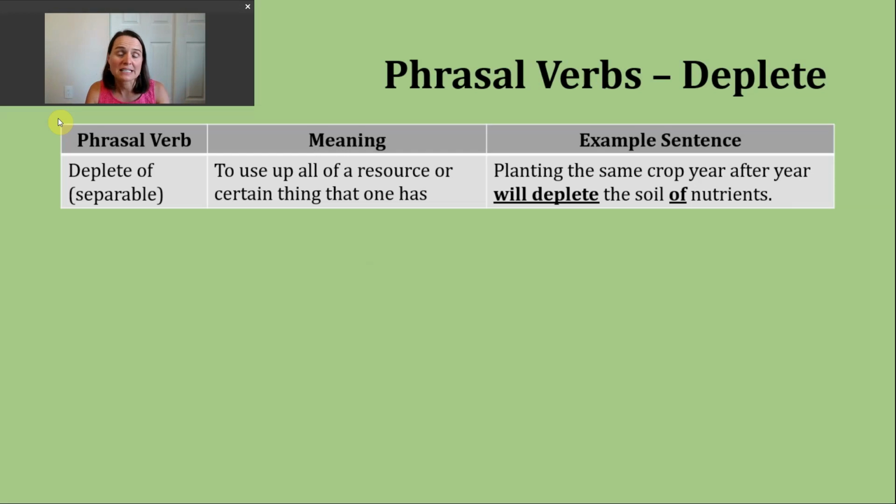An example of this in a sentence might be, planting the same crop year after year will deplete the soil of nutrients. So hopefully we can see will deplete, that's future there, and it's separated from the preposition of by that object. So what thing in this case will the nutrients be removed from or be used? And the answer to that here is the soil. And that's why we see it kind of come between our verb and our preposition.